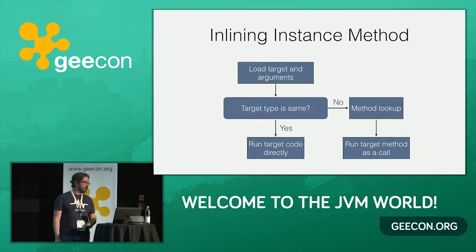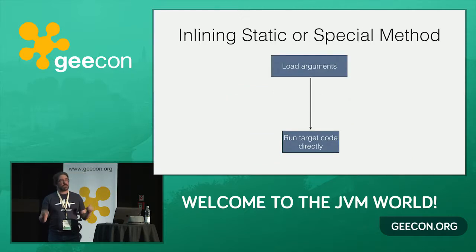Now for static, or what are called special methods, which would be constructors and super calls, where the JVM can tell basically at boot time which method's going to be called, there's less overhead here. There's some guards in here to make sure we're not reloading classes, make sure we're not modifying static methods that are already in memory, but in the simple case, largely we can load the arguments and just go straight into that static code. And so even some of the simplest JITs can do optimizations on static methods.